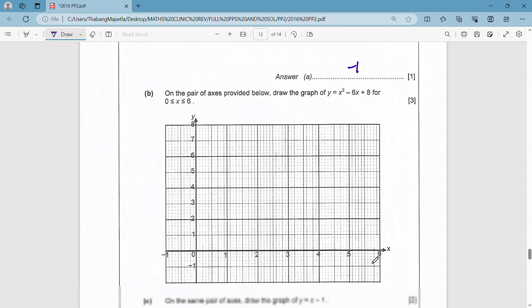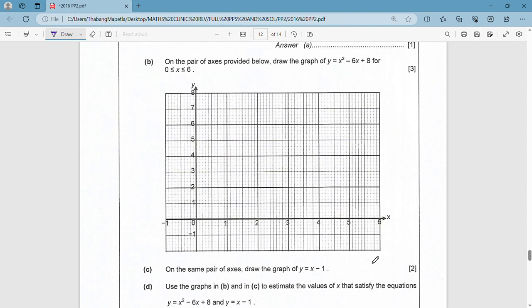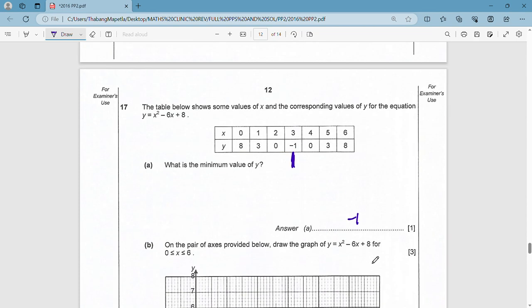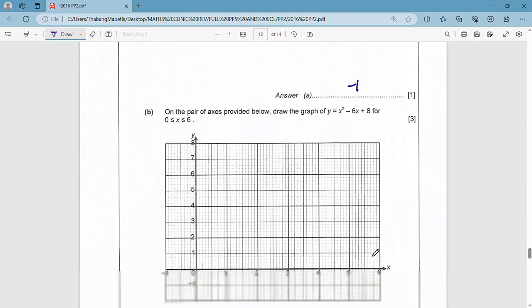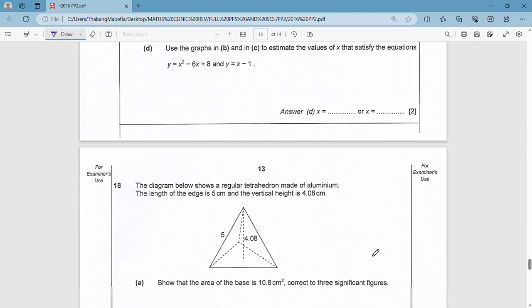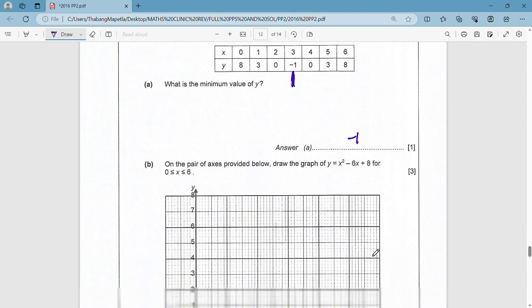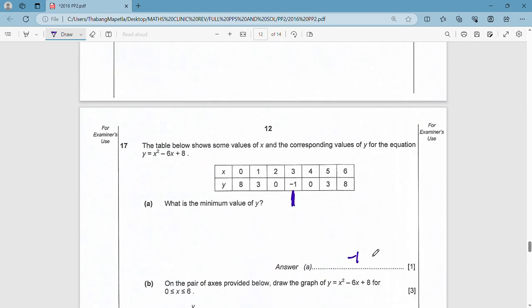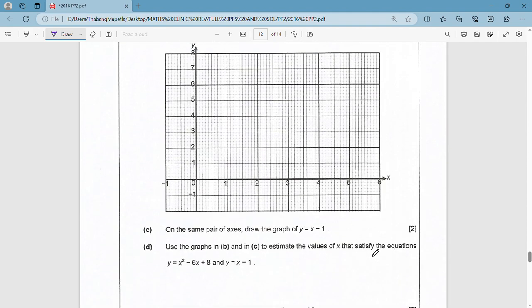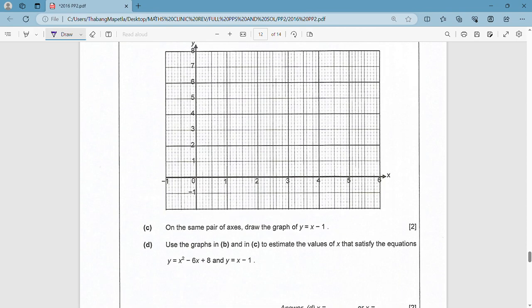And then number b, on the pair of x's provided, draw the graph of y is equal to that. So is it the one there? This is x squared minus 6. So we have the point 0, 8.